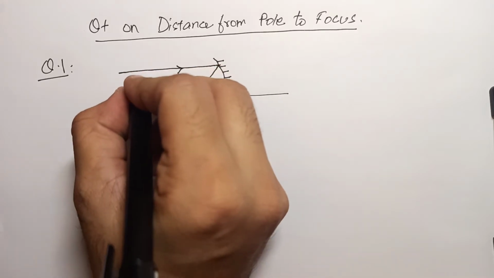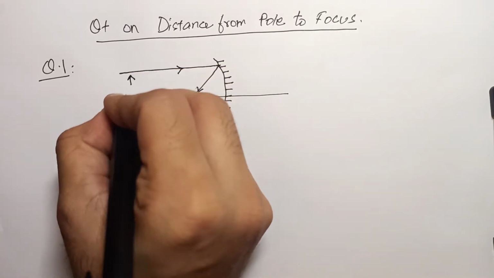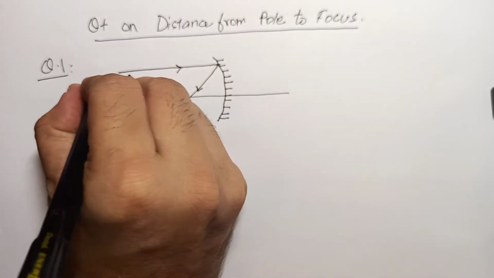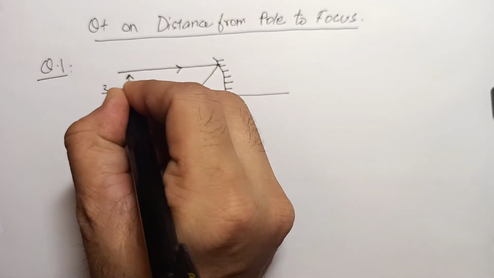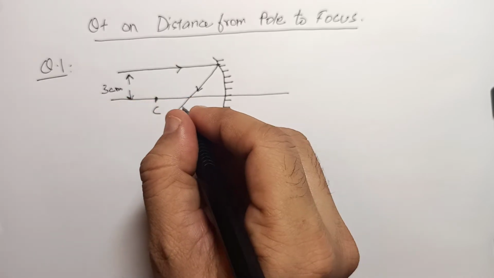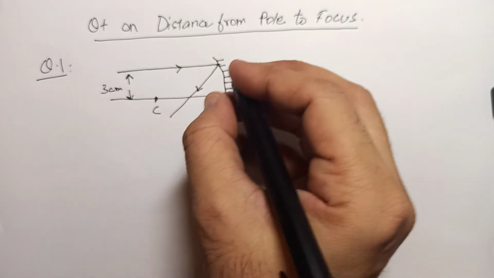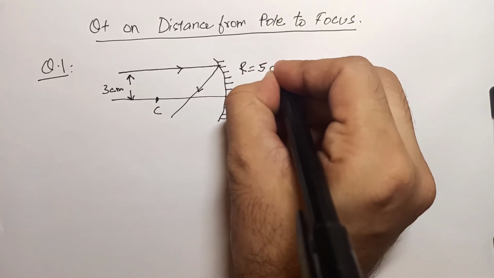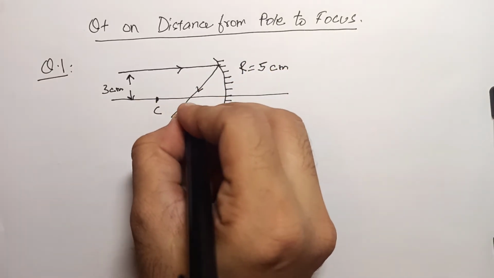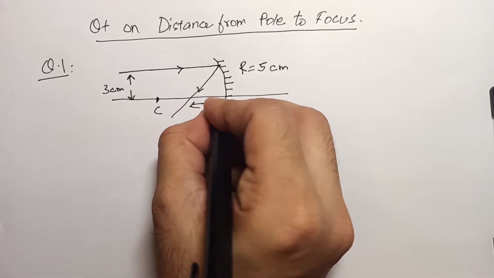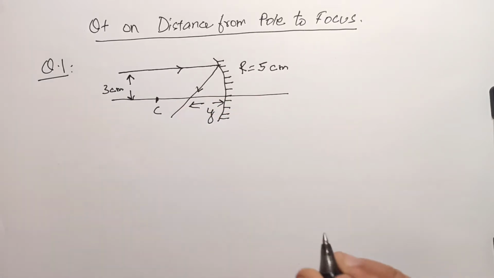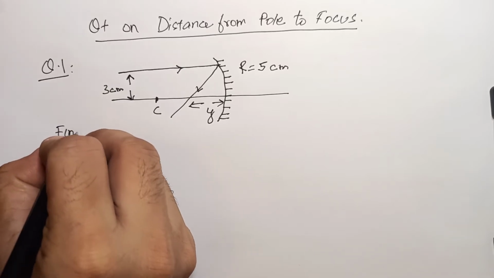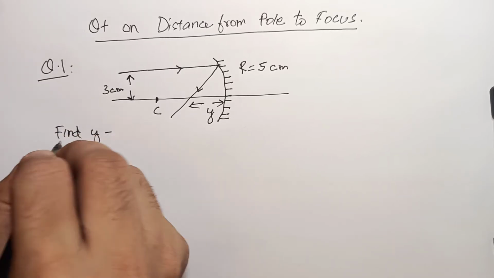Okay, the given is this is 3 centimeter. This is 3 centimeter and this is center of curvature. Radius of this sphere is 5 centimeter and we have to calculate y. So we have to find y.